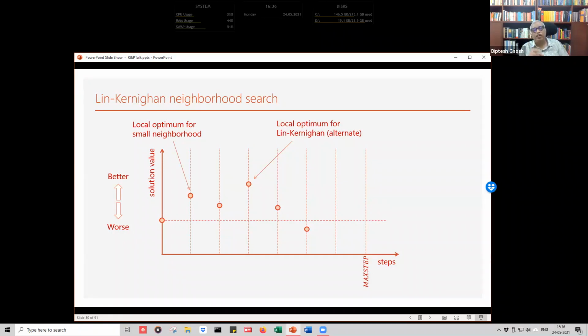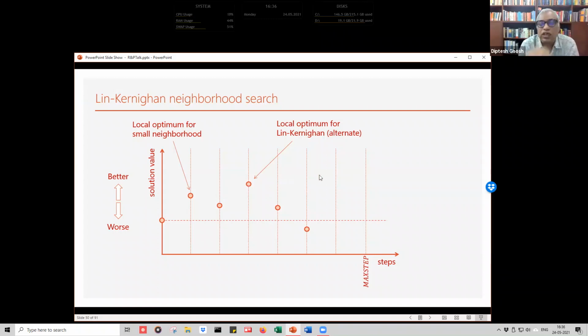a way in which we can deal with solutions which were worse than my current solution. If I was looking at variable neighborhood search, if I was looking at local search, both of those were looking at solutions which are better than my current solution. But the Lynn-Cunningham neighborhood search is the first search that talks about solutions which are worse than my current solution, but I'll still go through them because they have a chance of giving me a better solution somewhere down the road.